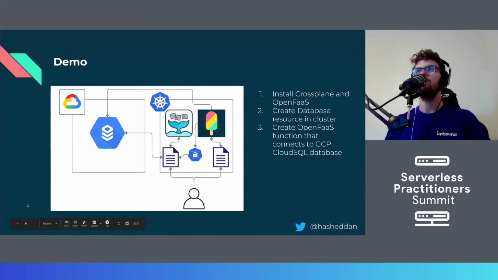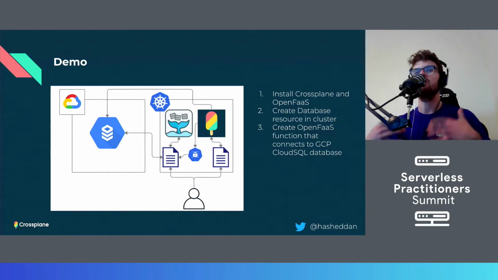So before we jump into the demo, I'll give you a quick overview of what we're going to be showing off today. This is a brief architecture diagram that doesn't exactly cover everything we're going to do, but it gives the basic idea. So I have a Kubernetes cluster already running with OpenFaaS and Crossplane installed. What we're going to do is create a database resource, which I'll show you that abstraction in a moment, with Crossplane, which is going to spin up a Cloud SQL instance and then propagate that connection information into the Kubernetes cluster, which then we can consume in functions that we're deploying with OpenFaaS. So let's jump right into it.